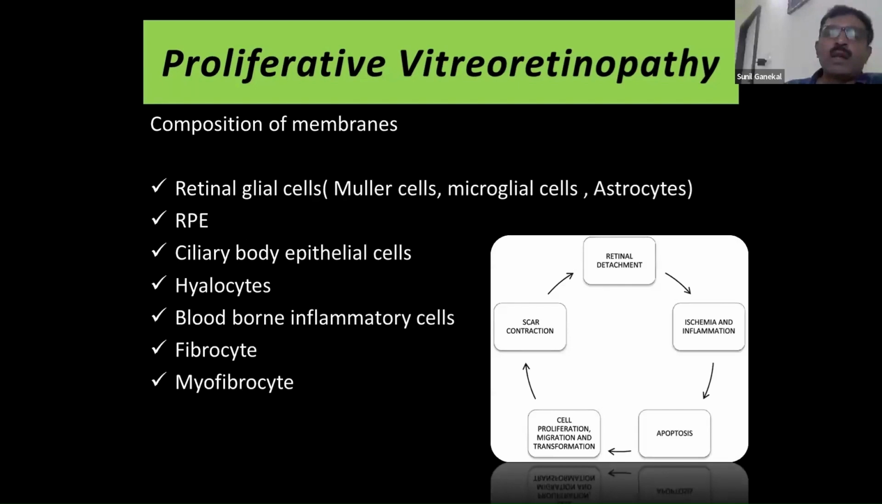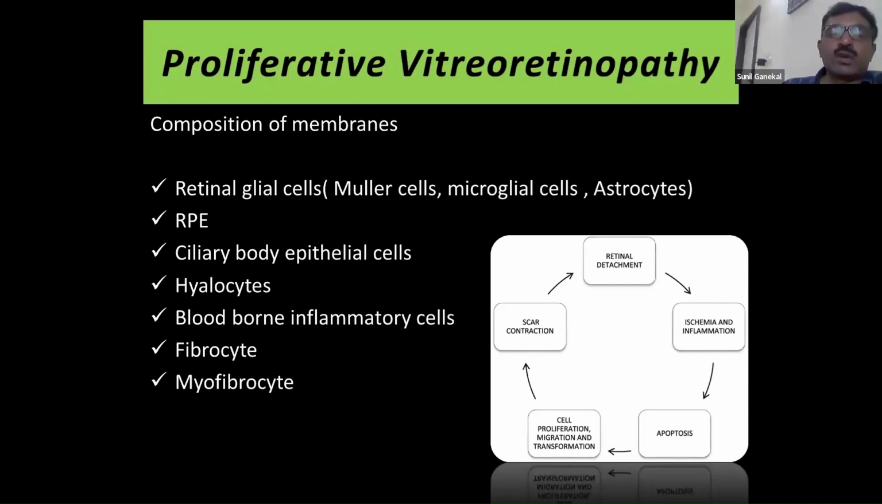So as I told you, there are cellular components which contribute to the development of these membranes. What are these cells which typically contribute to the development of PVR? The most important are the retinal glial cells. As we know, the glial cells mainly consist of Muller cells, astrocytes, and microglial cells. The second and most important cell is the retinal pigment epithelium. Hyalocytes also contribute. Sometimes the ciliary body epithelial cells, blood-borne inflammatory cells, fibrocytes and myofibroblasts all contribute to the detachment.